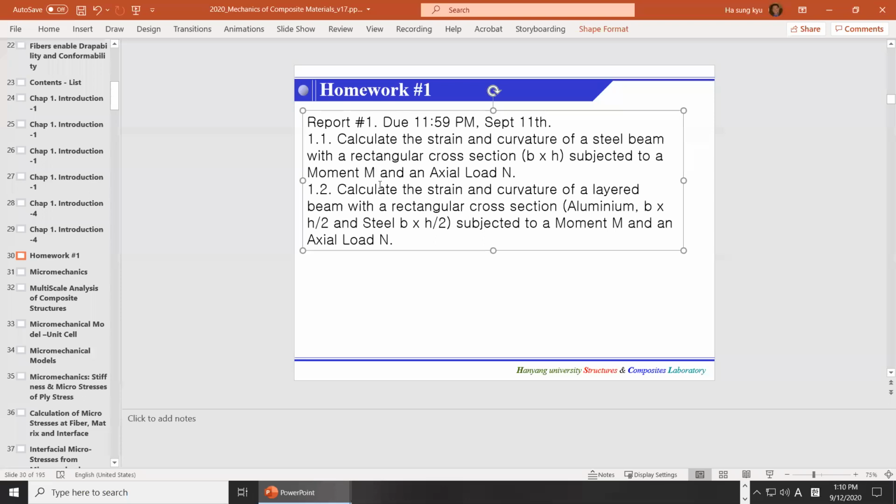Number 1, we are to calculate the strain and curvature of a laminate beam with a rectangular cross section. While the sections, the beam is made of the aluminum in half, and the other one is steel. Let's try to derive the equations which we can calculate the strain and curvature.